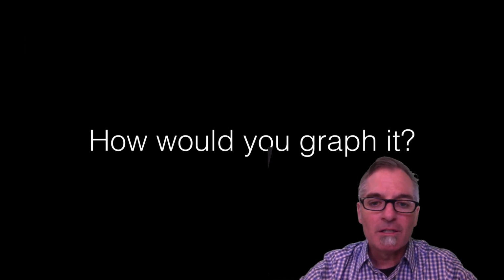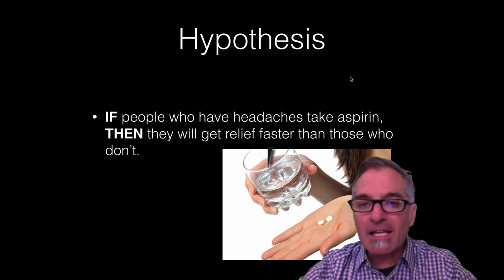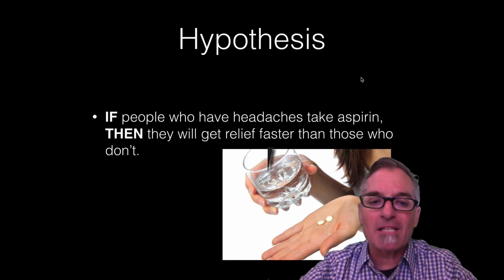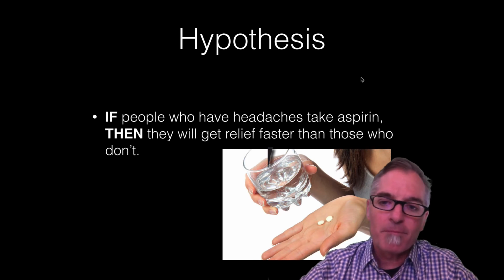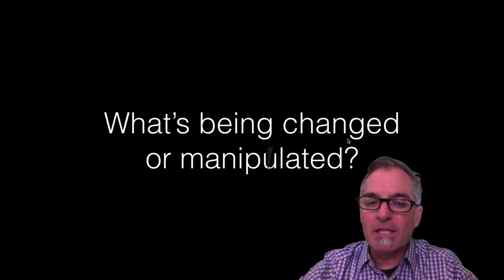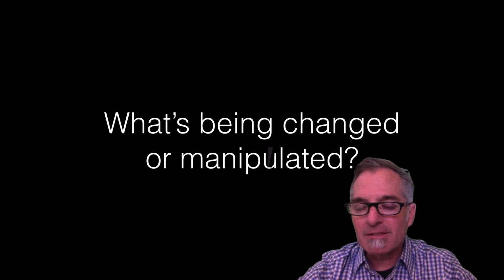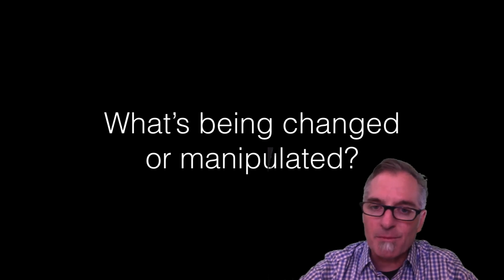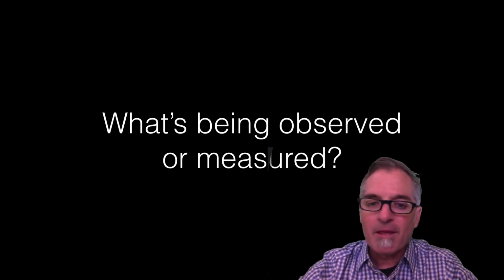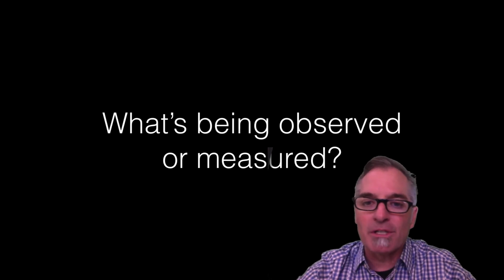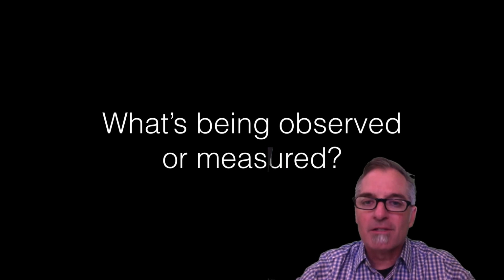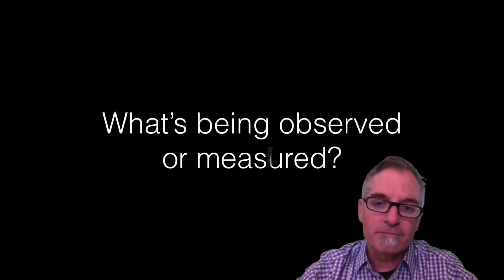Jump into our presentation. Second hypothesis. This is another investigation. If people who have headaches take aspirin, then they will get relief faster than those who don't. Again, what is being changed or manipulated? Because that's going to be the independent variable, right? It's going to be, are they taking aspirin or not? Or how many? And then what's the thing that's being observed or measured? That's going to be, is the headache going away, and the time it takes for the headache to go away.